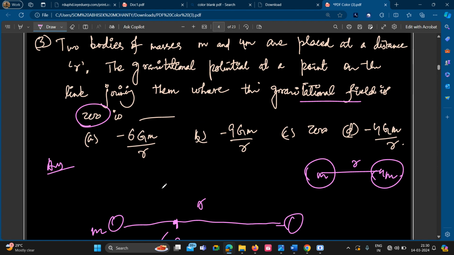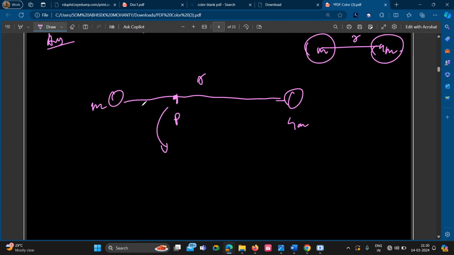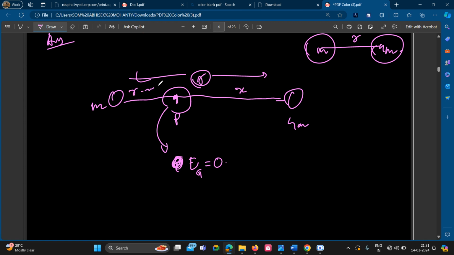So what is the question exactly? Gravitation potential is asked, where gravitation field is 0. Suppose we denote the gravitational field by E. Eg is 0 here. So what is the formula for Eg? Suppose the total distance is R. This is X, this is R minus X. Or you can take this as X and this as R minus X, no problem.